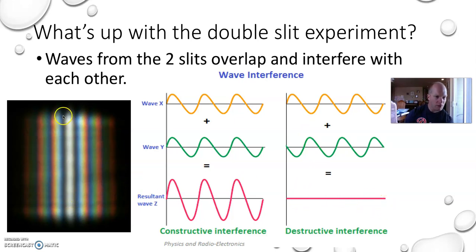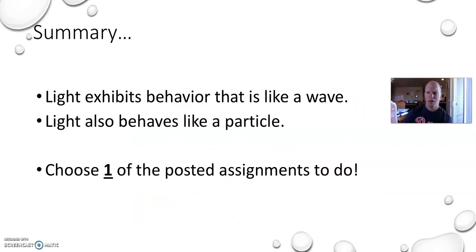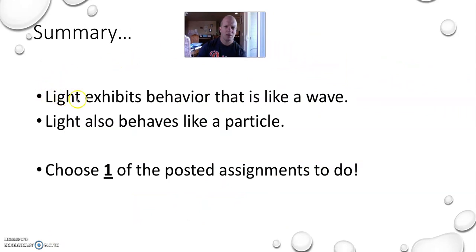That's what's happening here in these blank spots: the waves are lining up and canceling each other out from each slit, and that gives you a blank spot. In the brighter spots, that's where the waves match up. You see the different colors because you have different wavelengths for different colors. So that's why we think that light is like a wave. To summarize, you guys, light exhibits behavior that's like a wave, as shown by the double slit experiment. Light also behaves like a particle, as shown by the photoelectric effect. So it kind of is a mystery of both things.